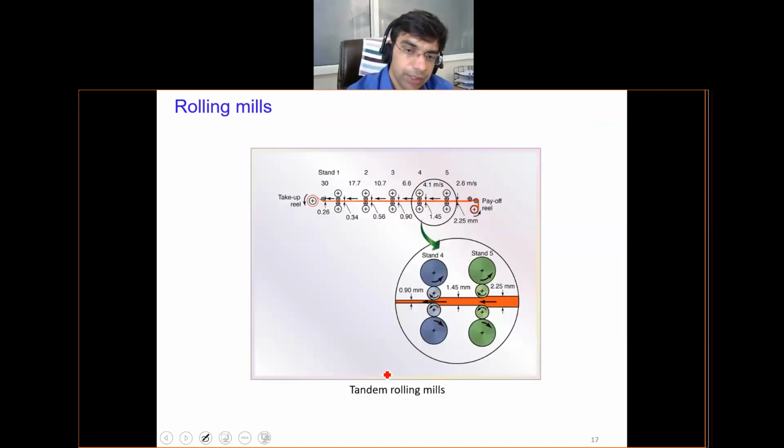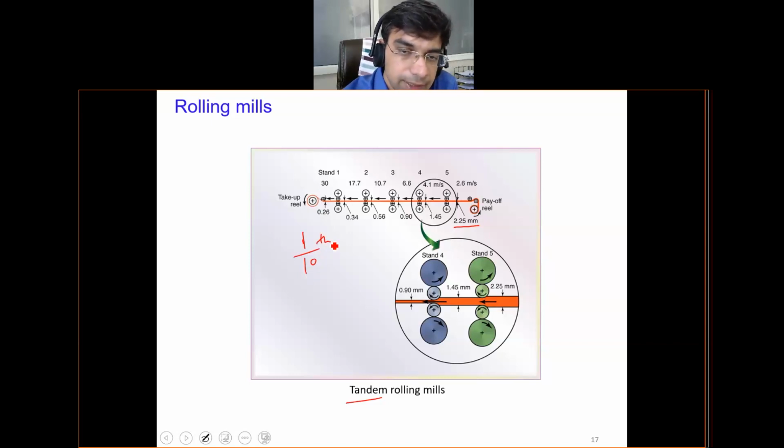Then the next configuration of the rolling mills is the tandem rolling mill. Tandem rolling mills are rolling mills where different sets of rolls gradually reduce the thickness of the workpiece. In the example here, we start with a thickness of 2.25 millimeters and end up with a thickness of 0.26. So almost the reduction is 1/10. You are reducing the thickness to 1/10, but this is not happening in one go.